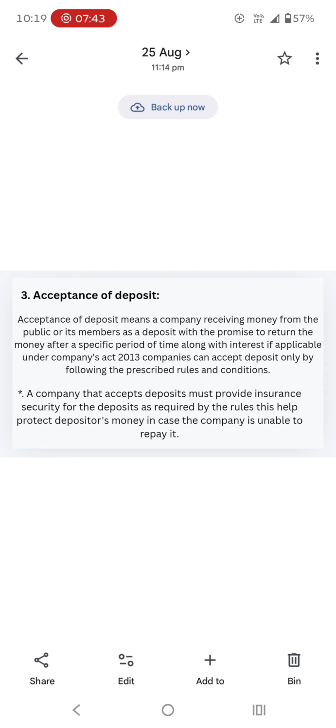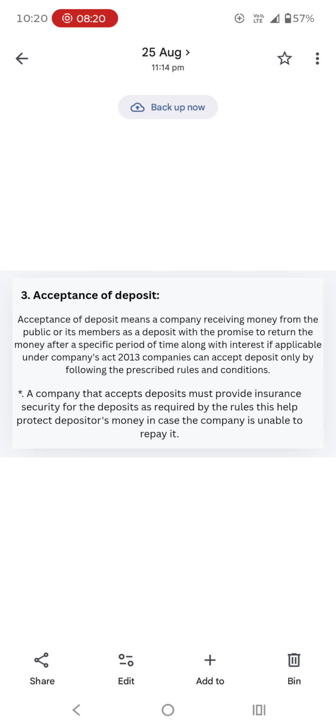It means the company is receiving money from the public or its members, like shareholders, stakeholders, investors, whoever, from whom they are collecting the money. The company will promise the person or the members to return the money in a specific period of time along with some interest if applicable. Under the Companies Act 2013, companies can accept deposits only by following prescribed rules and conditions. Obviously there will be some rules and conditions.